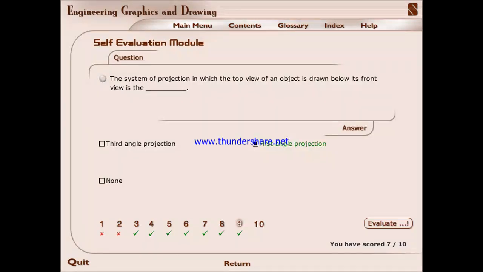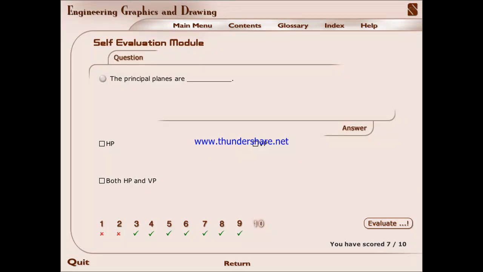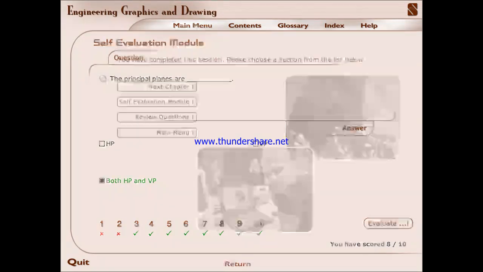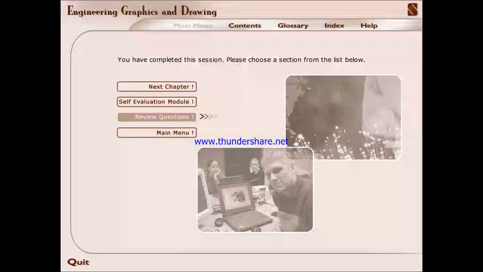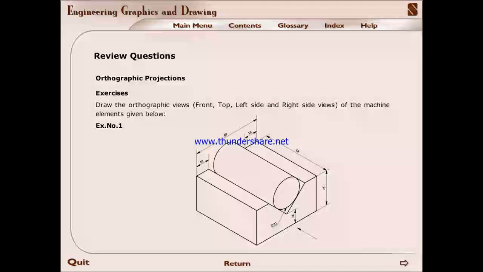Now next, the principal planes are HP, VP, both HP and VP. Now this way we can do the self-evaluation. Now, in examination questions, first you note down the exercise: draw orthographic views, that is front view, top view, left side view, right side view of the machine elements given below.